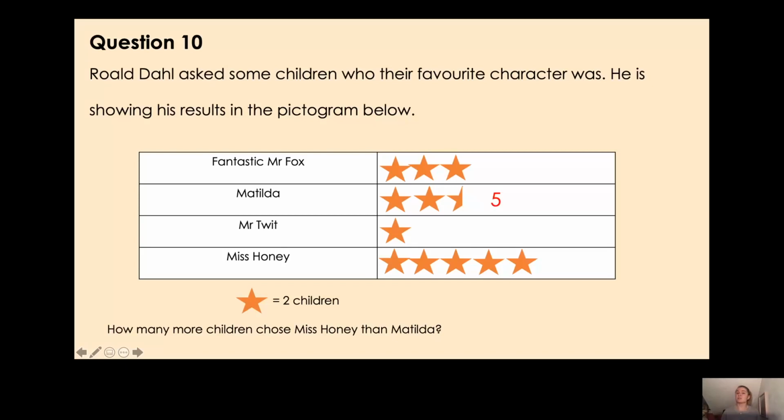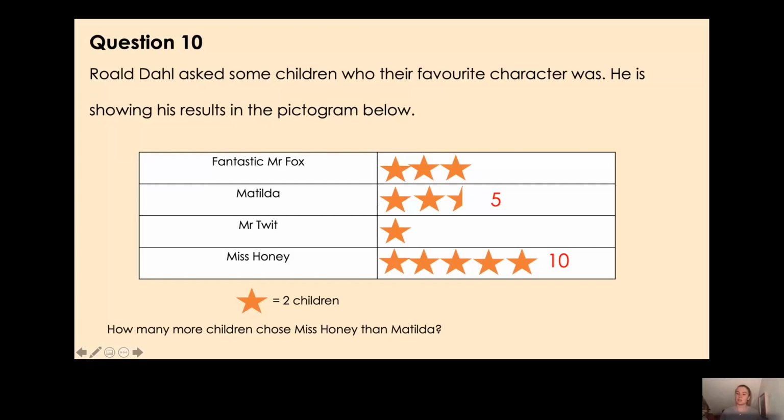So we need to count up in 2s 5 times. Okay, so 2, 4, 6, 8, 10. Oh, stop there. We've counted 5 steps of 2 and we got to 10. So now we know how many children chose Matilda and how many children chose Miss Honey. We can work out how many more children chose Miss Honey than Matilda. Now we are finding the difference here.